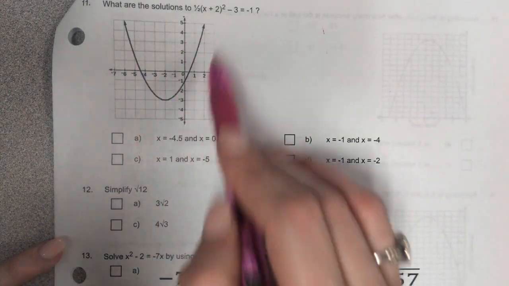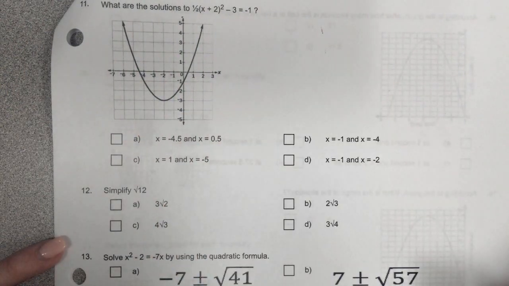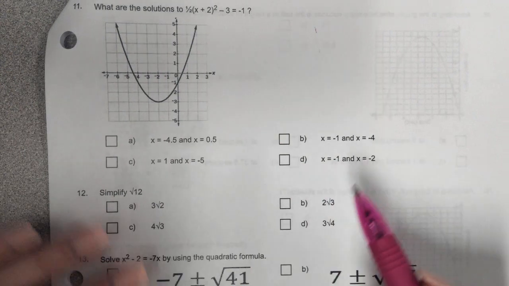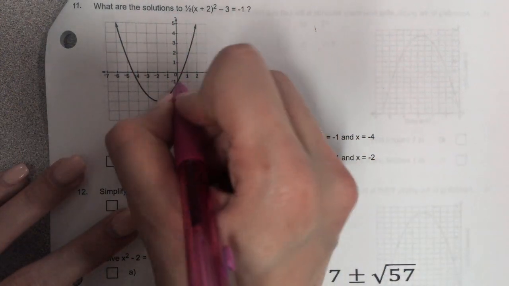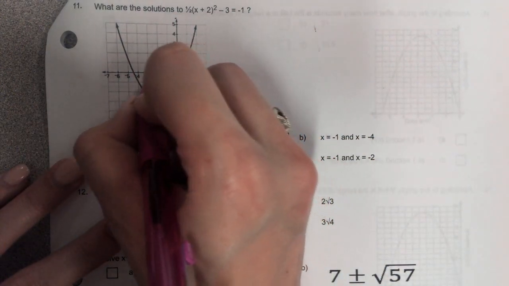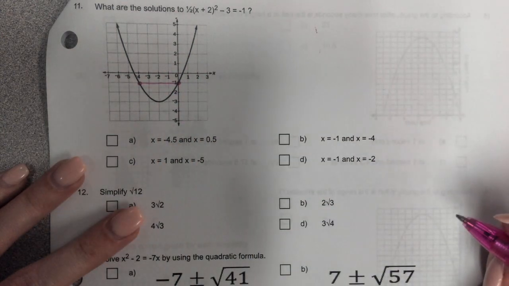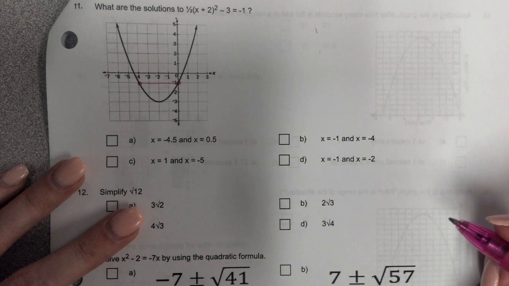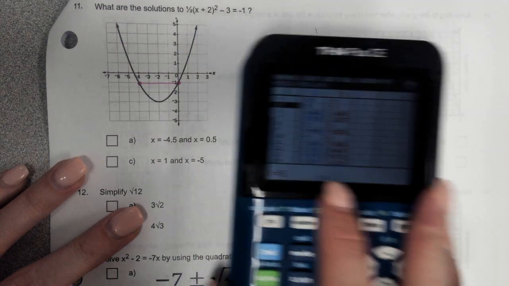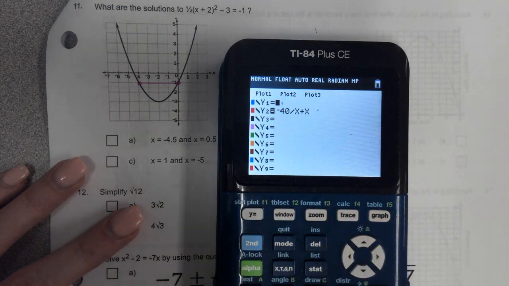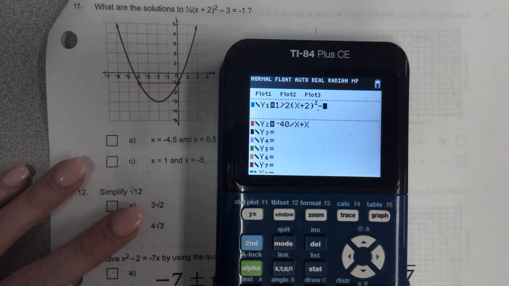Okay. What are the solutions to where this graph equals negative 1? Okay, so you can use the graph. So on the y-axis, where does it equal negative 1? Right here and right here, so at 0 and negative 4. I don't see that anywhere, so let's use our calculator. 1/2 parentheses x plus 2 squared minus 3, and in y2, negative 1.